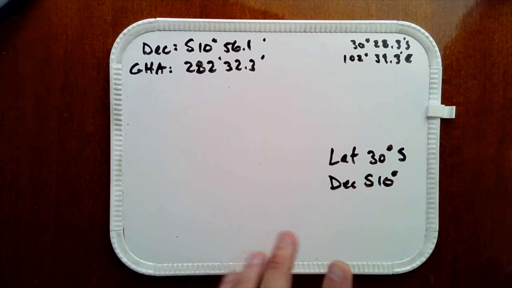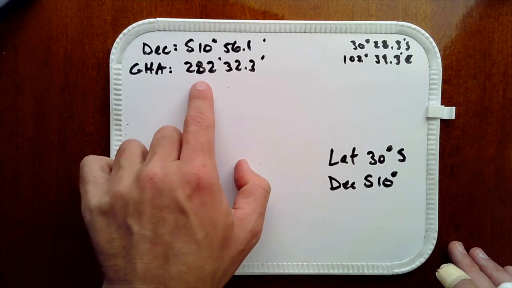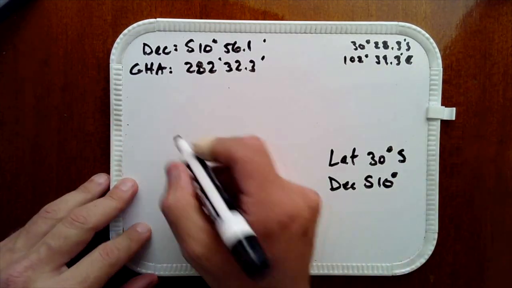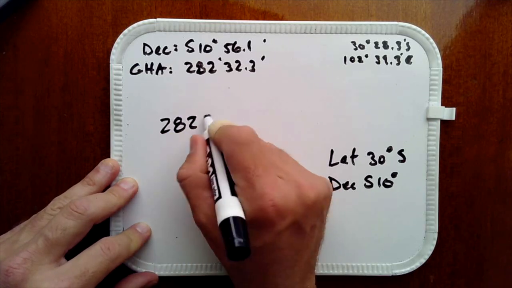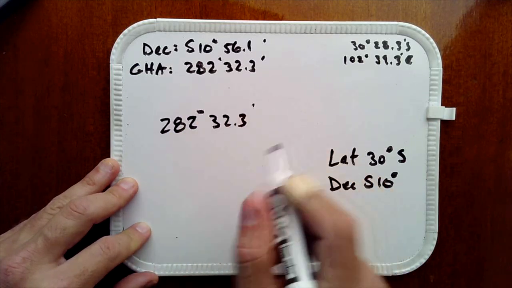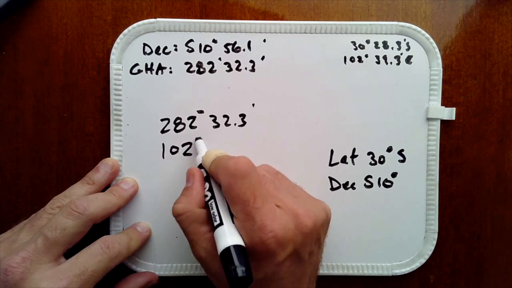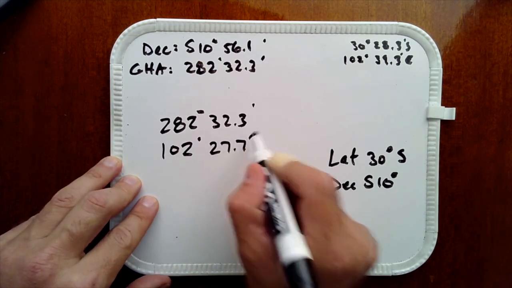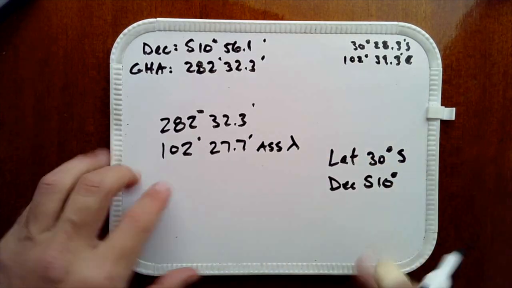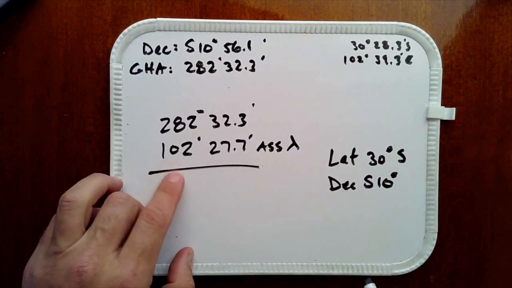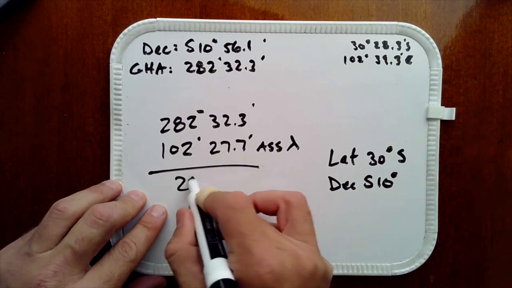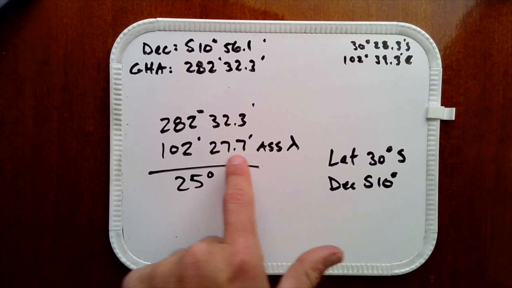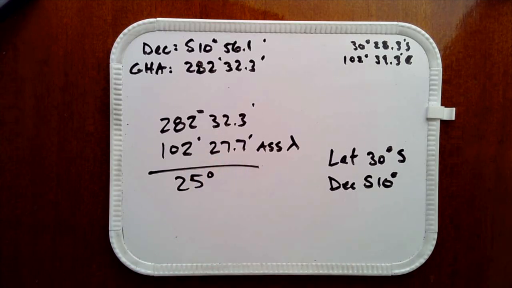Now for LHA, since we're in the eastern hemisphere, it's GHA plus longitude to result in a whole number. So GHA is 282, 32.3. 102 for the longitude. And if we choose 27.7 as our assumed longitude, then when we add these two together, we get an LHA of 25. We can subtract 360 from that to get it. So we'll note this as our assumed longitude for our step 5 process.